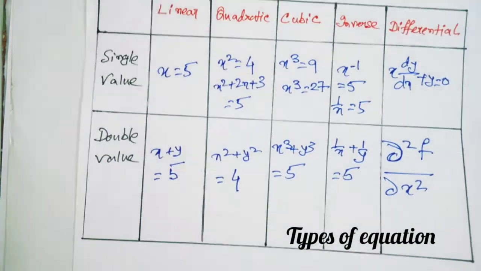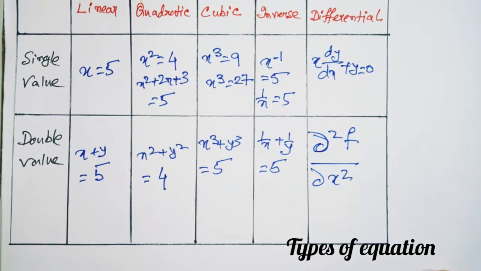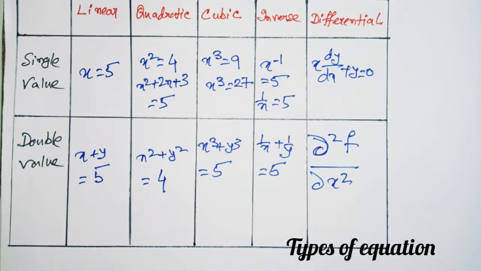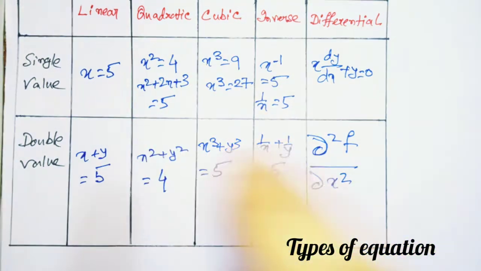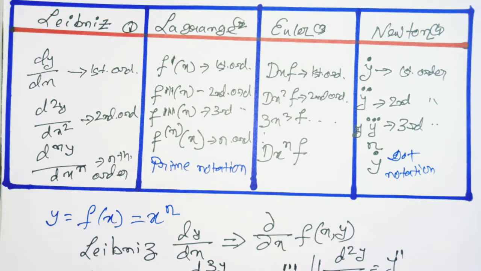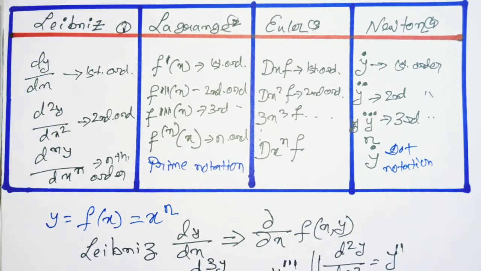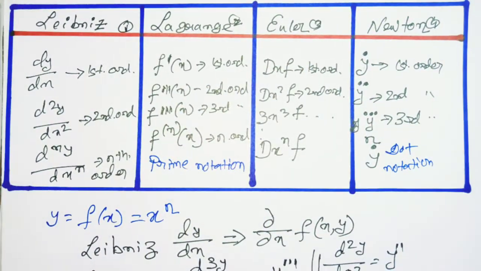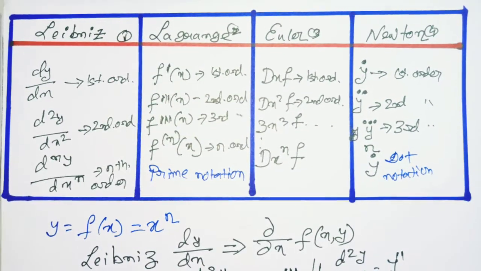Second, we have covered what are the different types of equation. So we have seen what is a linear equation, a quadratic, a cubic, an inverse, and what is a differential equation. We have given examples of how a linear equation can be plotted and you get a graph on that. Third, we have covered the notations of differential equation: Leibniz, Lagrange, Euler and Newton, and the different formats. You can see that each of them has different formats of using it, and what is the advantage of using these four differential equation notations. So you can watch my earlier video on that.